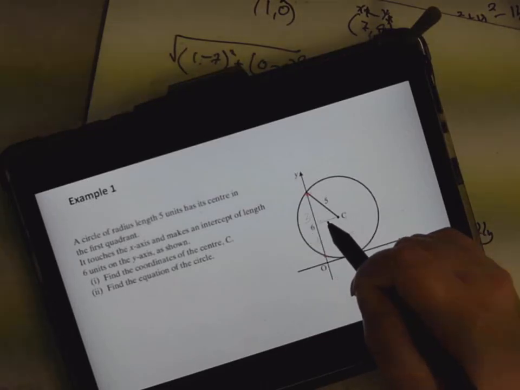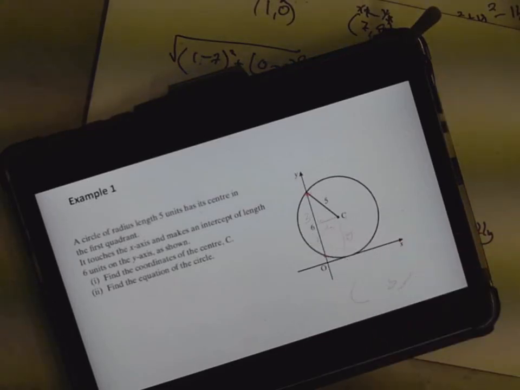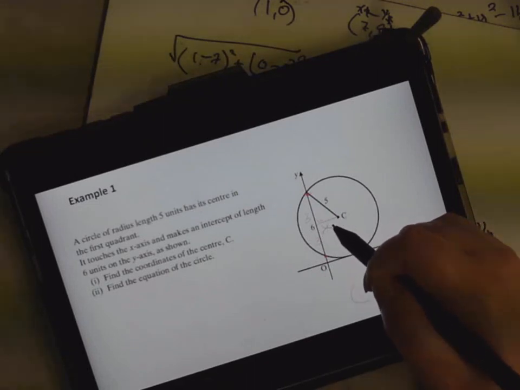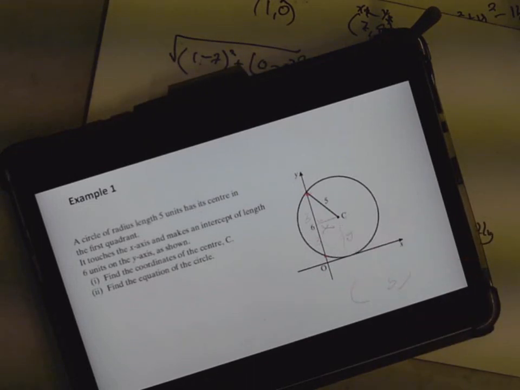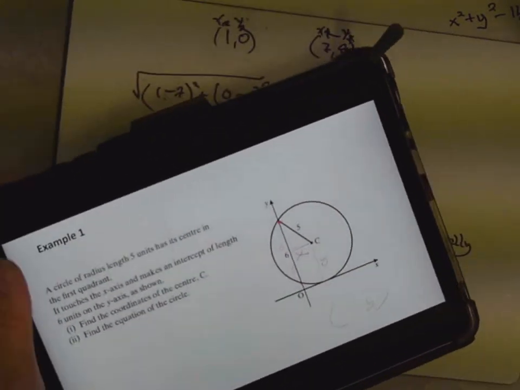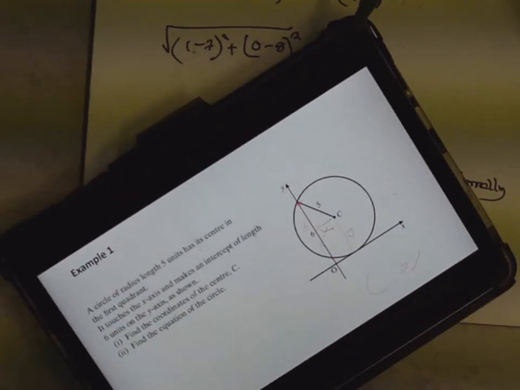If I get the length of this line here, which I will call x, won't I have the x-coordinate? Would you agree? So I have the y-coordinate, it's the radius. So how do I get the x-coordinate? I use Pythagoras' theorem, don't I? So I might do it here.